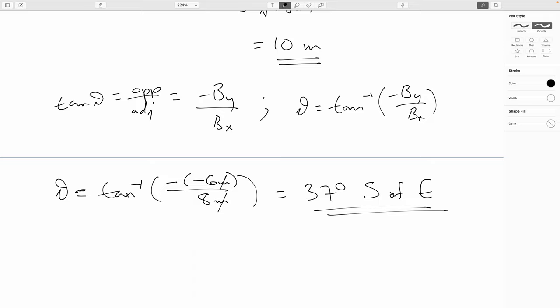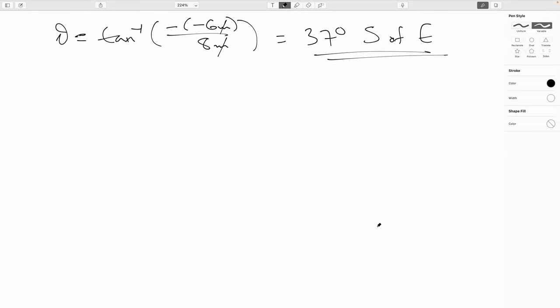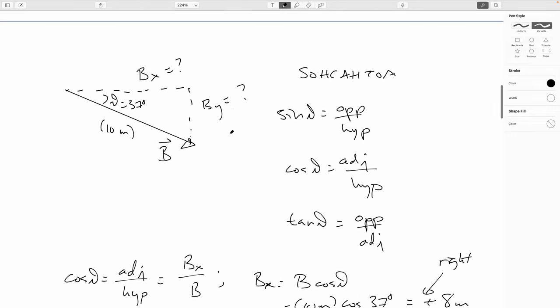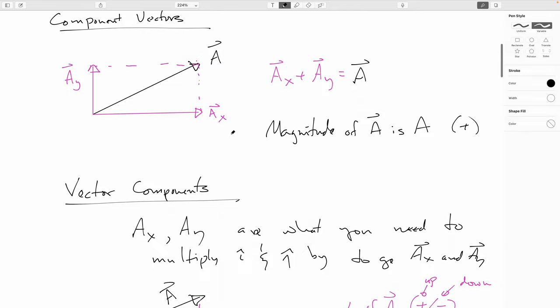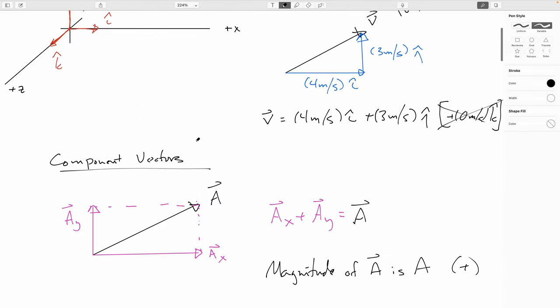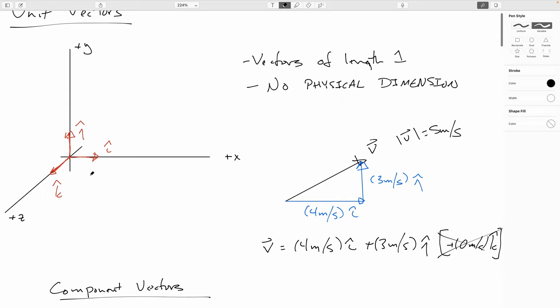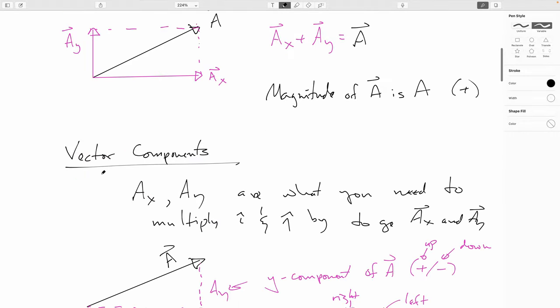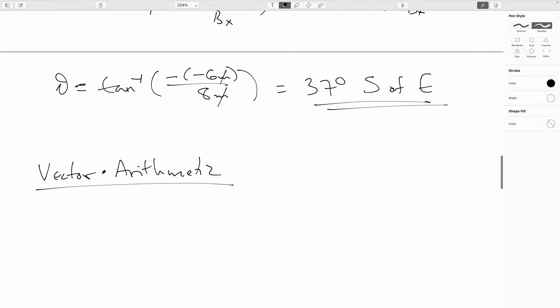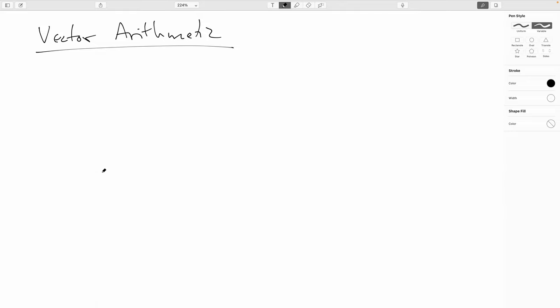So this now will lead us into doing vector arithmetic using components. So the idea goes like this. We know that we can construct any vector by adding up its component vectors, and we can construct any component vector by taking unit vectors and multiplying them by the appropriate scalars. So what mathematicians realized is that we don't even really need to draw the arrows anymore.